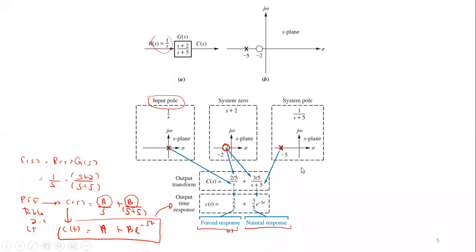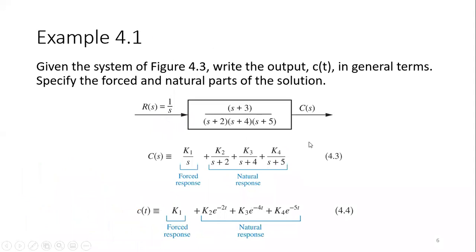No, ma'am. Okay, so I'm going to proceed. Example 4.1. Given the system of Figure 4.3, which is this figure, write the output c(t), in the time domain, in general terms. Specify the forced and natural parts of the solution.